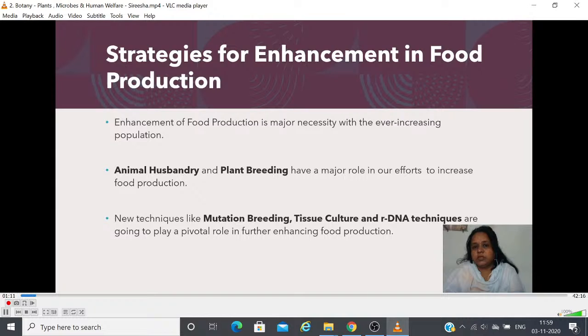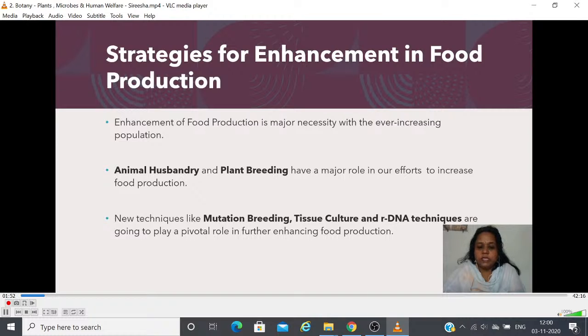Some plants are useful for crops, that is for food, some plants are useful for medicines, and some plants are useful for many other products. So, to enhance these types of plants, some techniques are used. Like you already learned about animal husbandry and plant breeding, and these have a major role in our efforts to increase food production. Animal husbandry relates to animals, and plant breeding is a technique which we use for yielding more food.